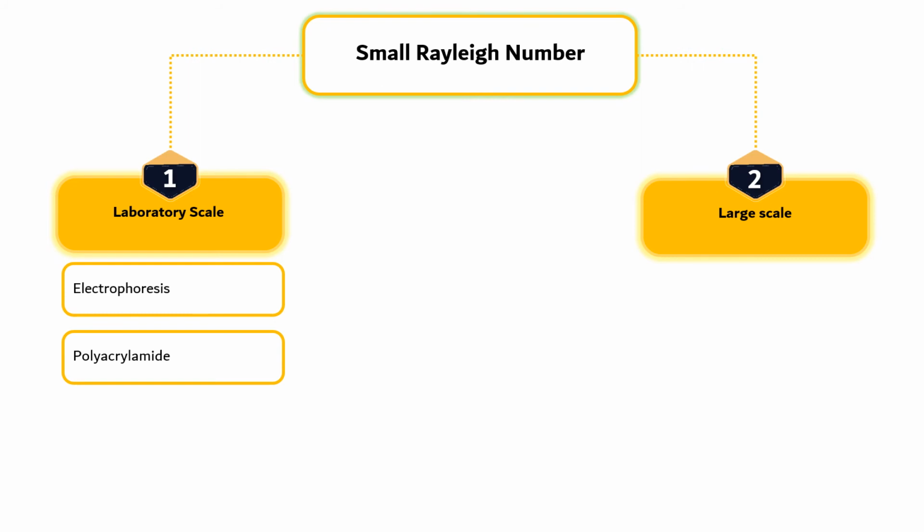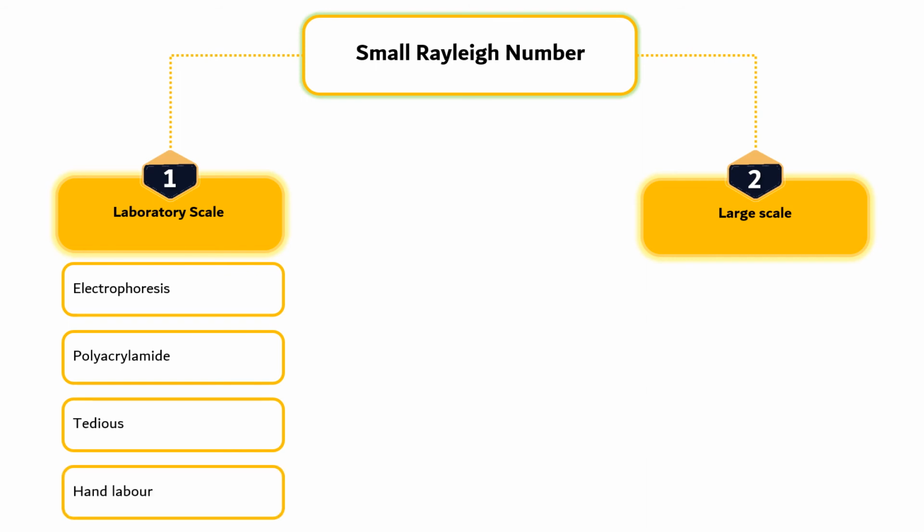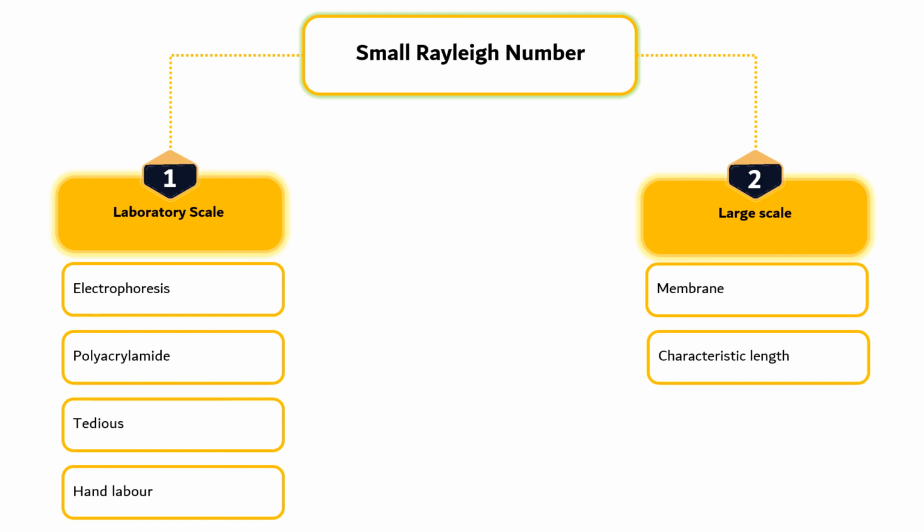The difficulty with gel electrophoresis is that it is tedious and expensive to operate at a large scale. Setting up the experiment usually requires a large amount of hand labor. The way to make the Rayleigh number small on a larger scale is to use membranes. For membranes, the characteristic length L is the radius of the membrane pores, which appears with the fourth power. Thus, small pores produce small Rayleigh numbers.